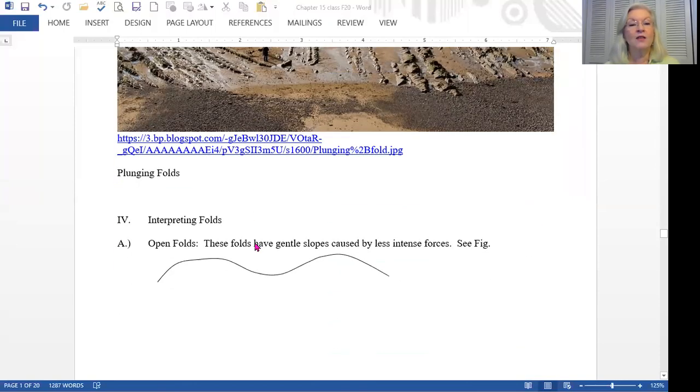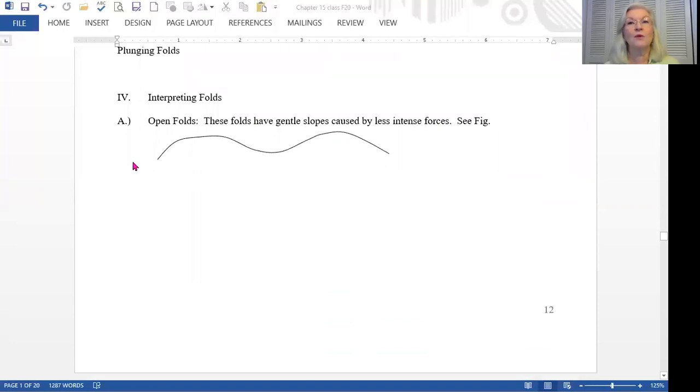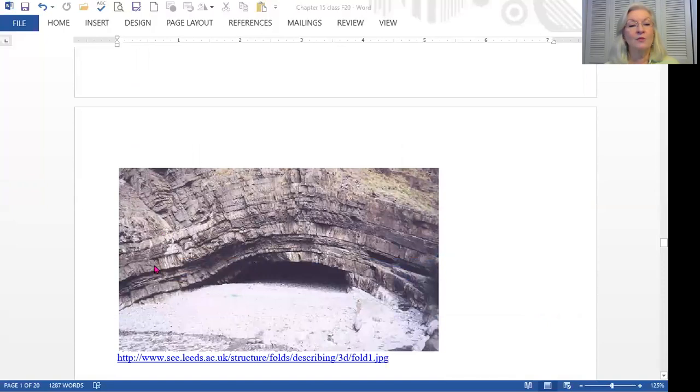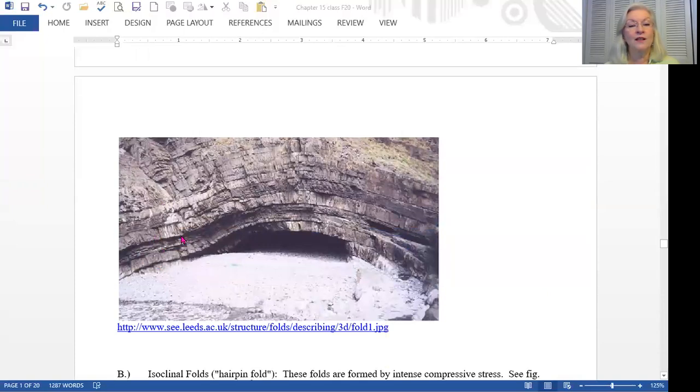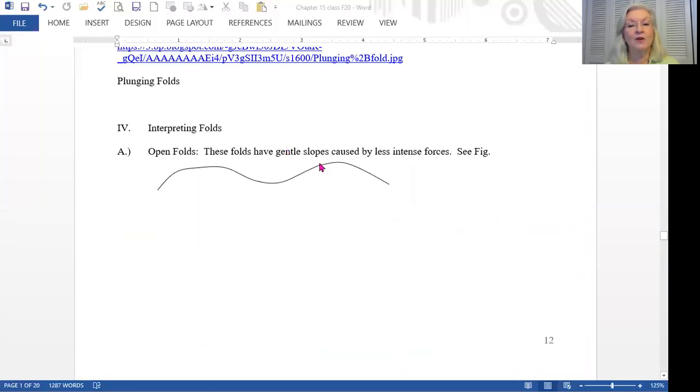So let's look at some other types of folds. Open folds are folds where the rock has not been deformed very much, so it's sort of a gentle up and down. Here's a photograph of an open fold. It goes up and down just a little bit. And again, you need to be able to recognize these drawings, or if I ask you to even draw it, you ought to be able to draw an open fold, or if I draw one for you, tell me what it is.